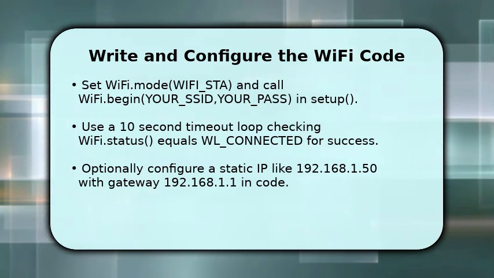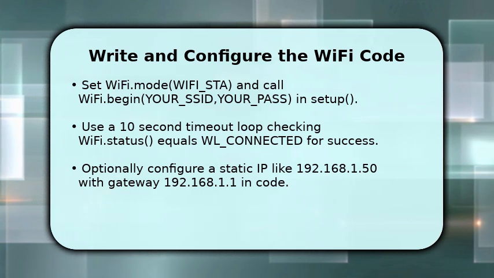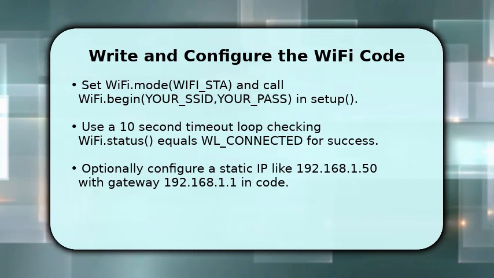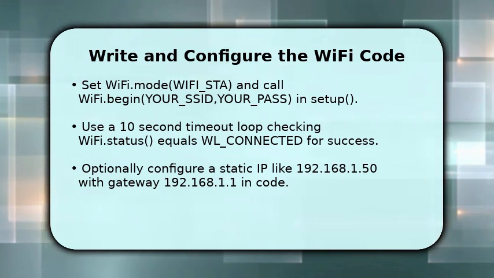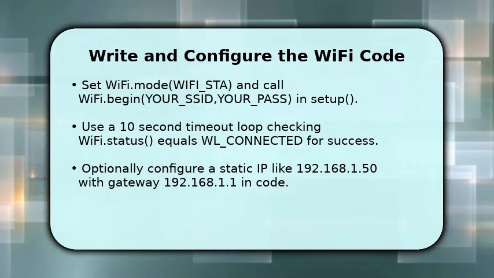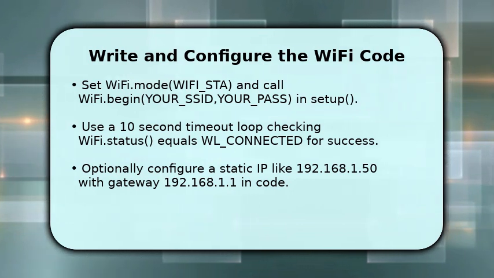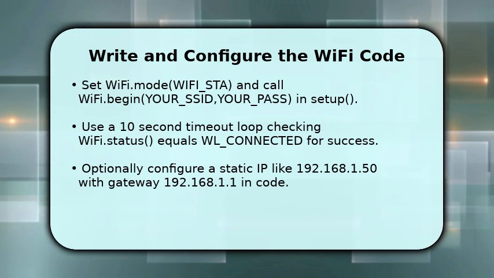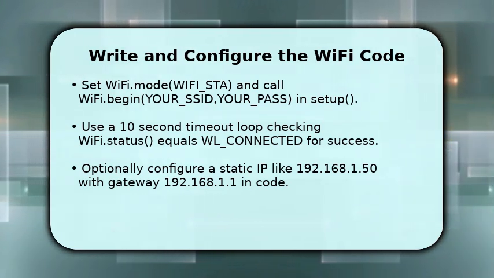Print connection progress messages to serial at 115,200 baud so you can debug easily. Optionally configure a static IP like 192.168.1.50 with gateway 192.168.1.1 in code when your network requires it. Finally, verify the ESP32 successfully joins your Wi-Fi network and troubleshoot if needed.